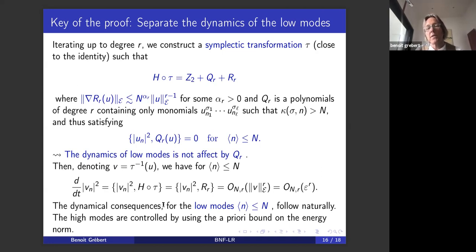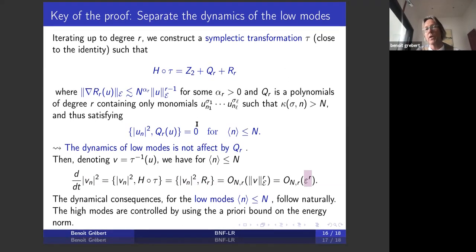Then the dynamical consequence is quite standard. You take this change of variables and you take the derivative with respect to t of these new variables V_n, and because of this statement, the only contribution comes from the remainder R, but this is small in the sense of this relation. And you obtain that the derivative of V_n squared is actually of order epsilon to the r, which means that you are not moving essentially. Okay, so this is the idea, and the point is really that because we can make a truncation with respect to the smallest index involved in the monomials, we can separate the dynamics of the low modes, which was not possible in the previous construction of Birkhoff normal form.